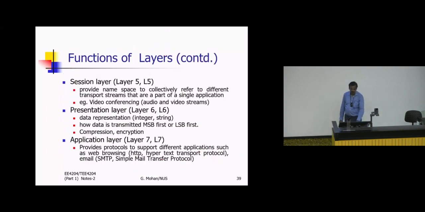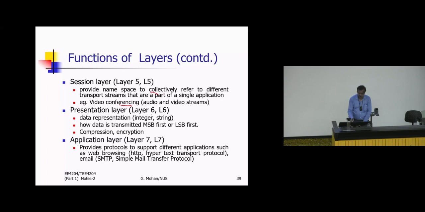Layer 5 is called the session layer. The session layer, okay, provides a namespace collectively to a number of transport streams to form one session. A good example for the session layer is video conferencing. There could be an audio stream and a video stream, and they are collectively called one session, okay?